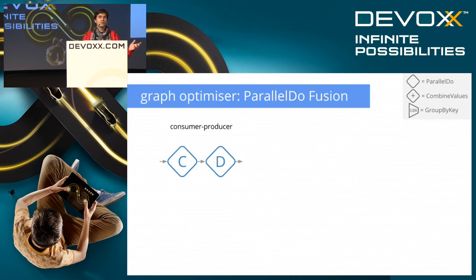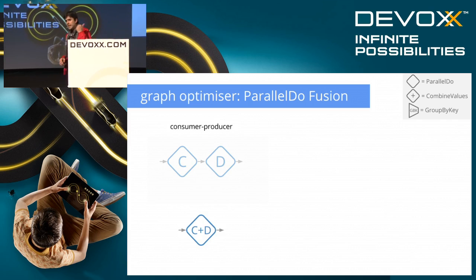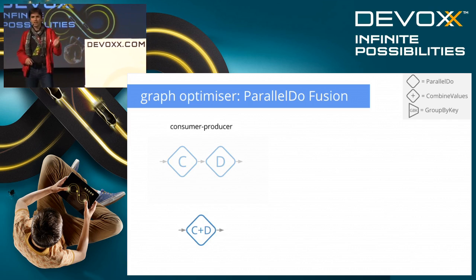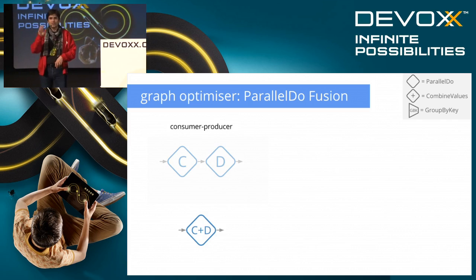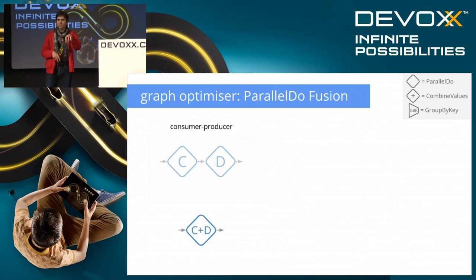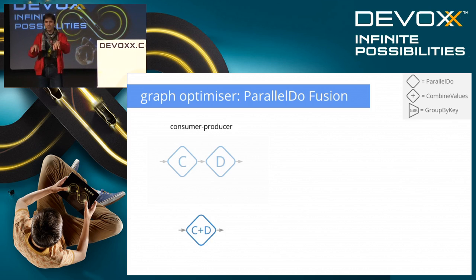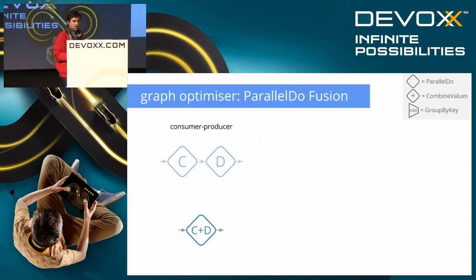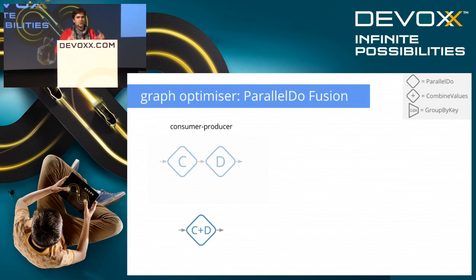Well, the first and pretty obvious thing is that my parallel do's, I can merge them together. Remember what a parallel do is? It's a piece of code that gets shipped to some remote machine for execution. So if I have this piece of code with an output that is consumed by this other piece of code, I can ship both to the remote machine. That will work. There is no problem there. And logically, I call it a new parallel do C plus D.